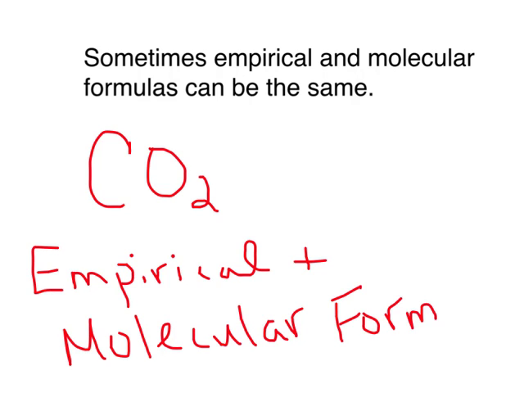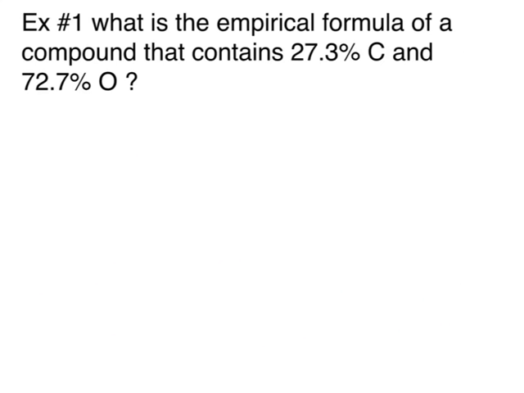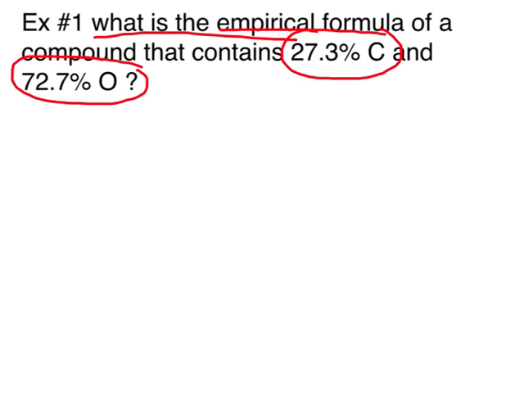So the question kind of has to tell you or guide you in some direction when we're looking at the math of this. So our first example asks: what is the empirical formula for a compound that contains 27.3% carbon and 72.7% oxygen? So we know it's asking for the empirical formula. So we know we're going to have to solve, and we're going to have some formula that has a C in front and an O in front, but we're not 100% sure what the subscripts are yet.